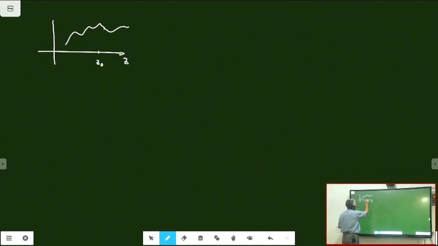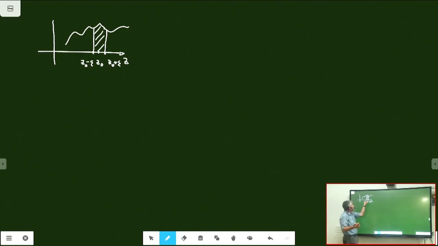And this is z0 minus epsilon, this is z0 plus epsilon, right? So you have this interval here, right? And you integrate this function over this small interval. So what do you get geometrically as a result of that? You will get this area, right?